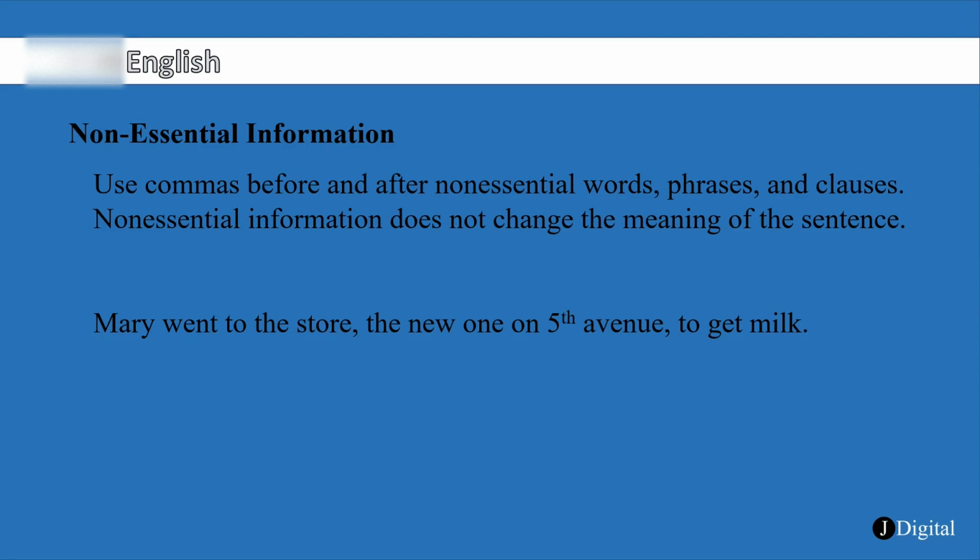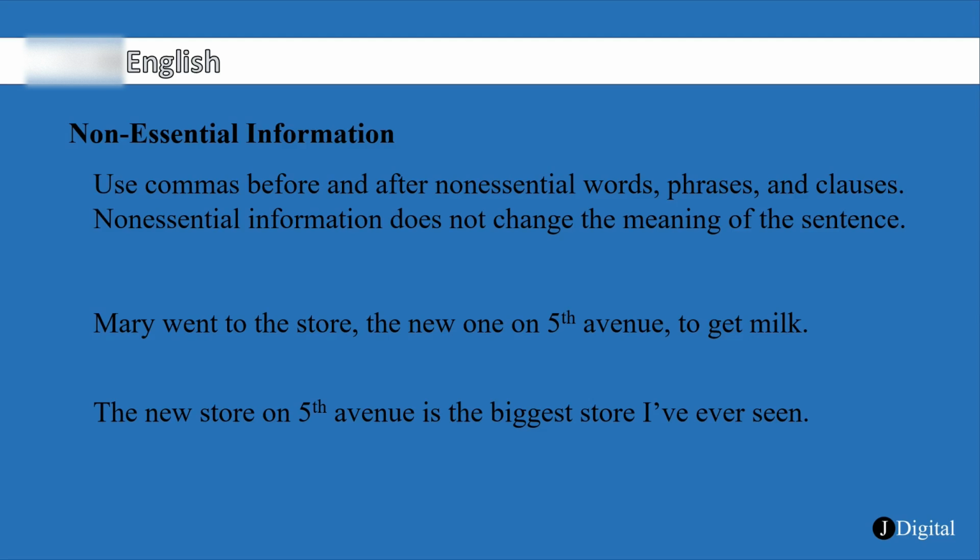Now I can take out that information, the new one on 5th Avenue, which would just be Mary went to the store to get milk. The new one on Fifth Avenue doesn't take away from the meaning. She went to the store to get milk. And the new one on Fifth Avenue just gives more description to kind of know which store it was, but it's not essential to the sentence.